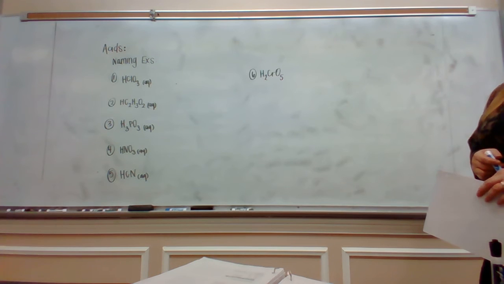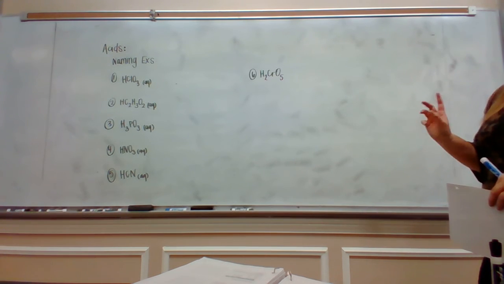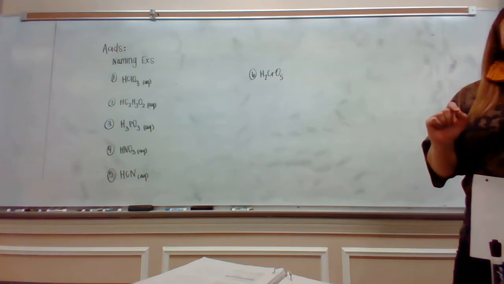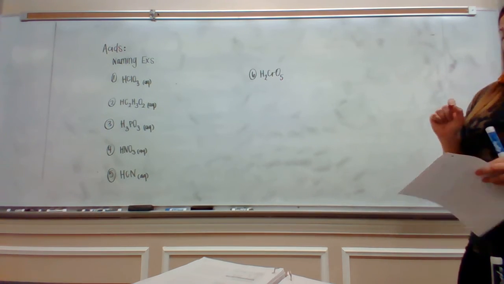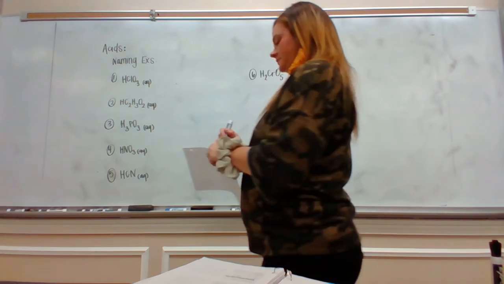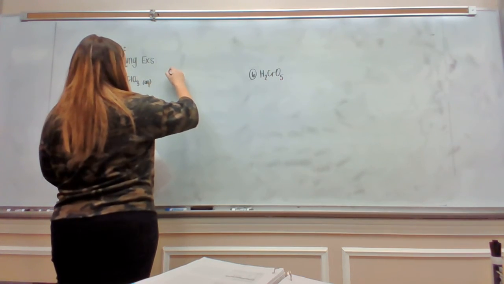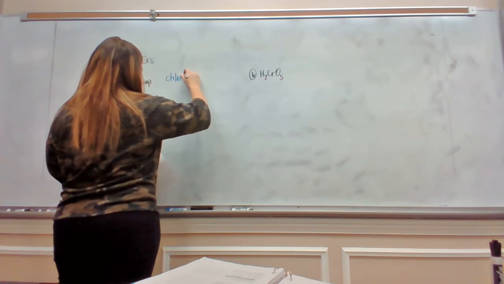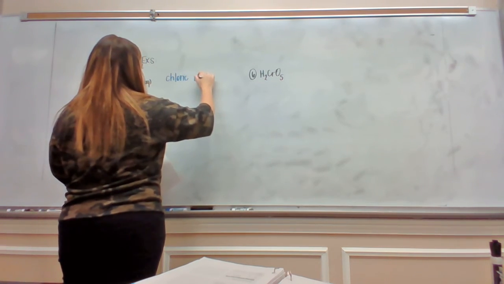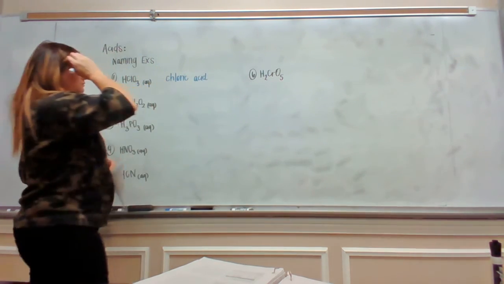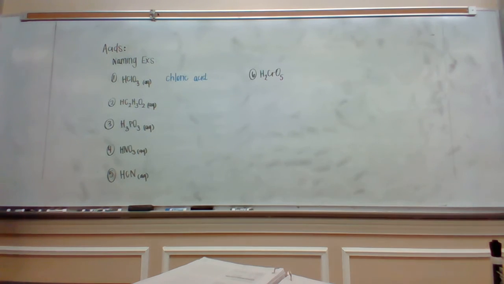Okay, so number 1, it's HClO3. ClO3 is the chlorate ion. So it ends in ATE, so I'm going to change that to IC, chloric acid. Again, that's very different from hydrochloric acid.